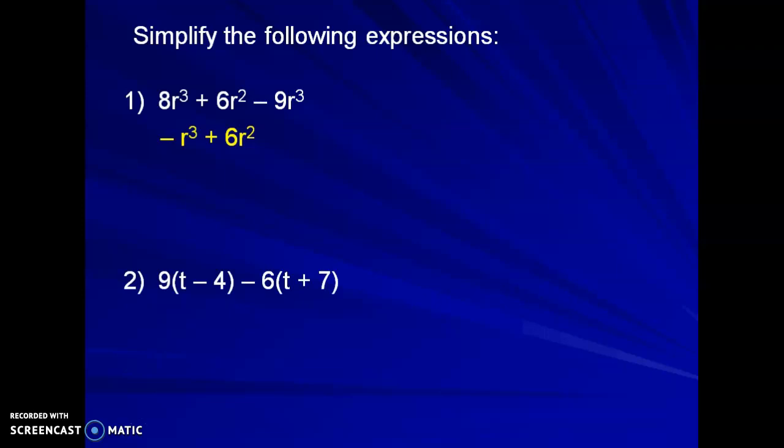This example we have to distribute first. Remember we distributed yesterday? When we distribute first, 9 times t is 9t minus 36. And then be careful, in that second set of parentheses, you're actually distributing a -6. So -6 times t would give you a -6t. -6 times 7 gives you a -42. Combining like terms, 9t minus 6t is 3t. And then minus 36 minus 42 gives you a minus 78.